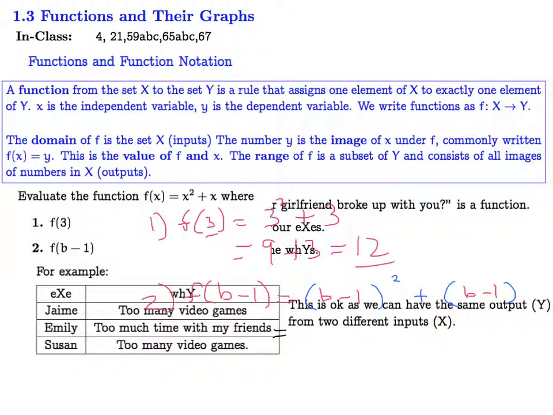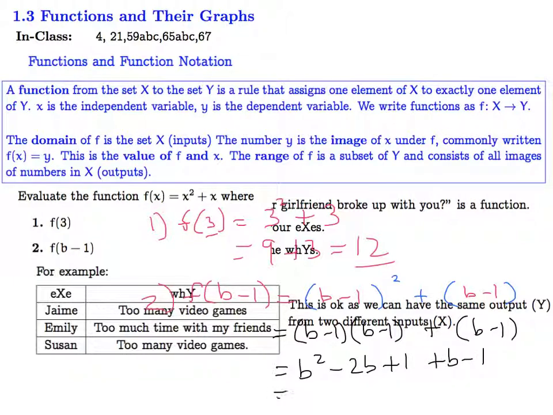So here we remember that b minus 1 squared really means b minus 1 times b minus 1, plus a b minus 1. So off to algebra. Let's see, b squared minus, hopefully there's 2b's, plus 1 plus b minus 1. And if I didn't screw anything up, this simplifies down to b squared minus b, and I think that's it.